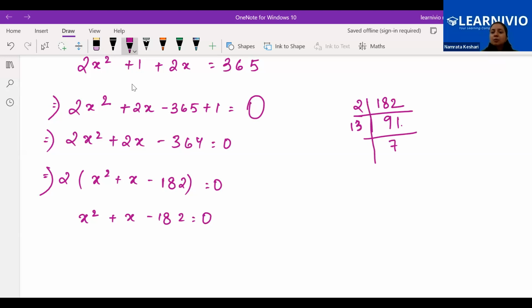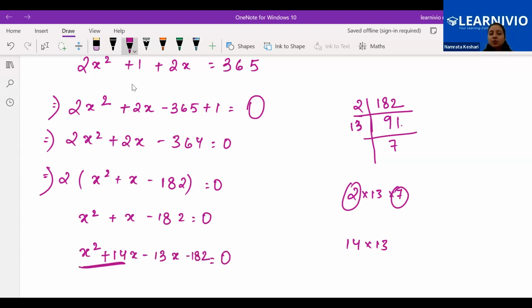Now we have only three numbers, 2, 13 and 7, and we will try making a team of two so that both added or subtracted together will generate 1. So I can see 7 into 2, if we keep together, is 14, and the other is 13. Can you see? Multiplied together, it will generate 182, and added or subtracted together, it will generate 1. Can you see it? Yes, ma'am. So this way we will be able to find it. If you are not able to do it this way, then you can use the formula method. So plus 14x minus 13x minus 182.